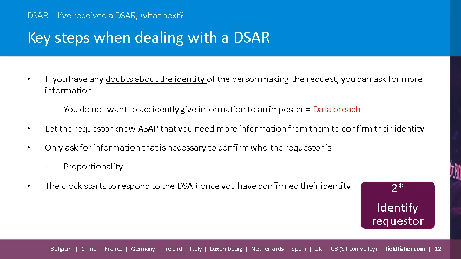For example, if you're a business that processes device information and an individual's activity on games that they may have downloaded on their phone, then you may ask for device identifiers that would help match the information they provide against the information that you hold on them. The clock also starts once you have confirmed the individual's identity.